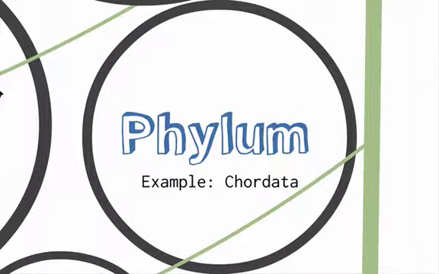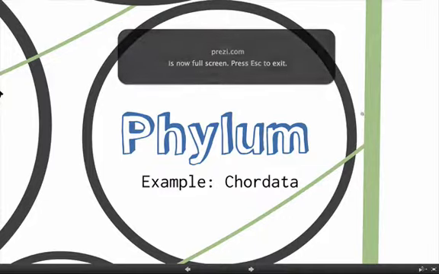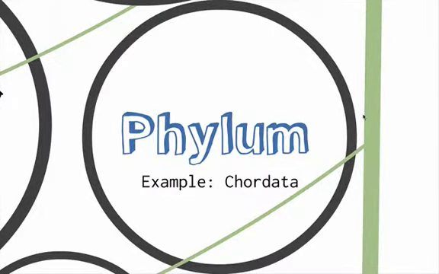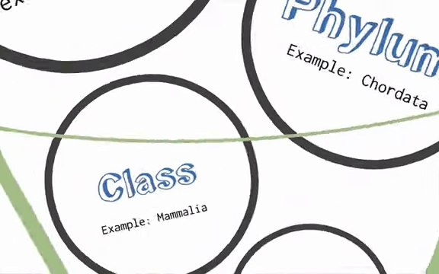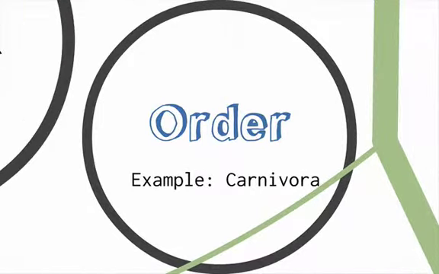Next we go to phylum. Our example is Chordata. The chord in the word Chordata means to have a spinal cord. So all animals in the phylum Chordata have a spinal cord. Next we'll move to class, the example being Mammalia. So now we're talking about mammals, getting even more specific. Next is the order, example Carnivora, all mammals that are carnivores.